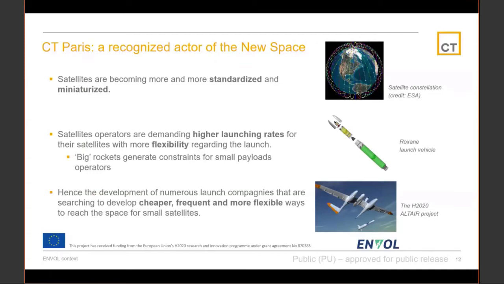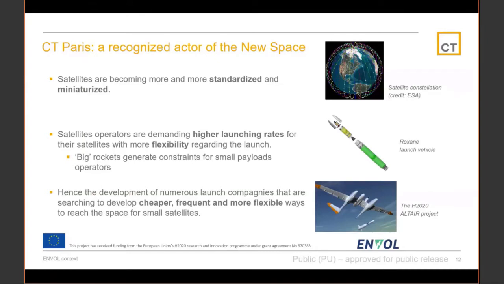Think about Elon Musk, for instance. And so there are those tendencies that are spreading in space development. So there are new services that are emerging from those technological improvements. Satellite operators know what he wants. It's a higher launch rate for his satellite. He wants more flexibility because he wants to be reactive to refurbish the constellation.